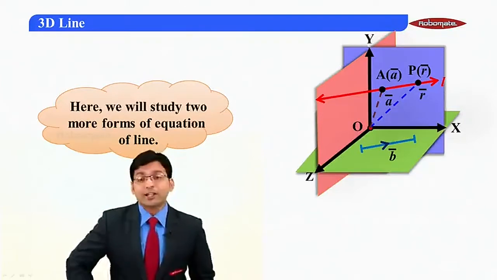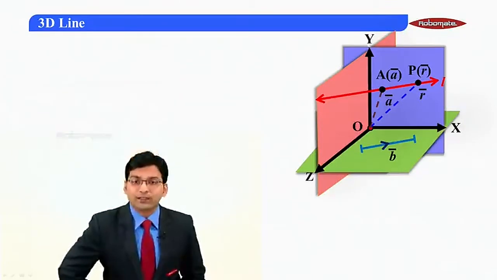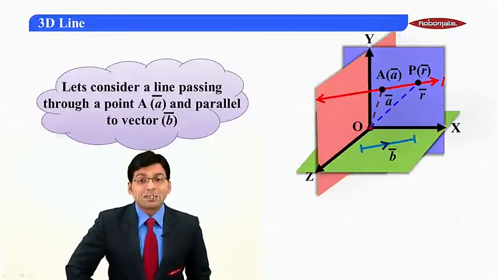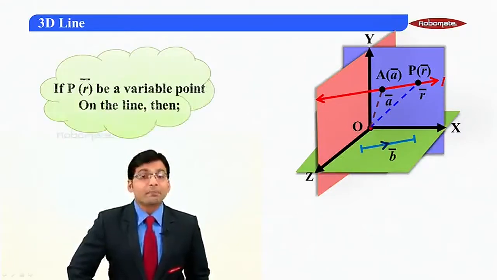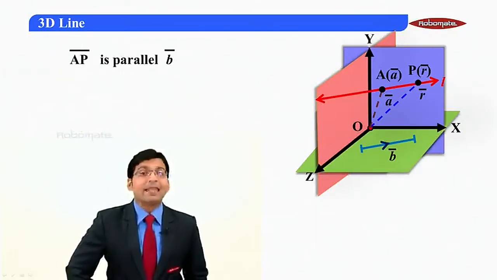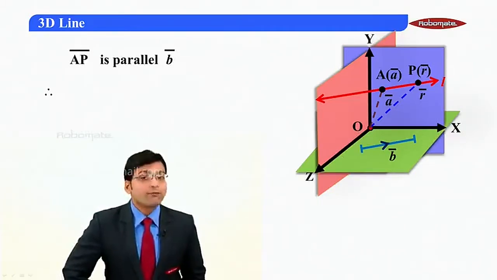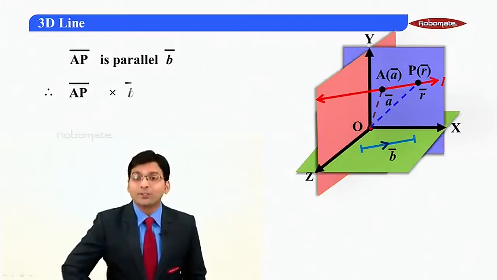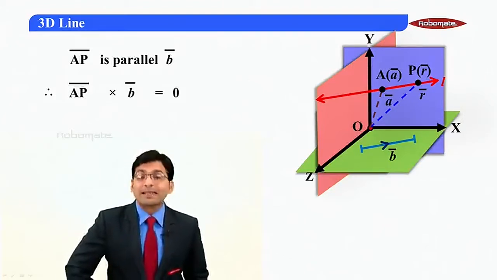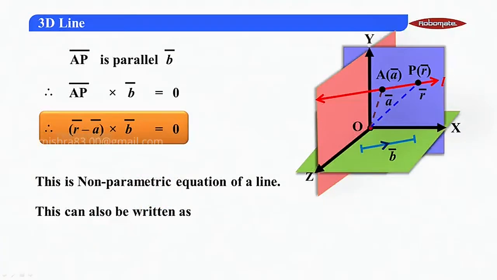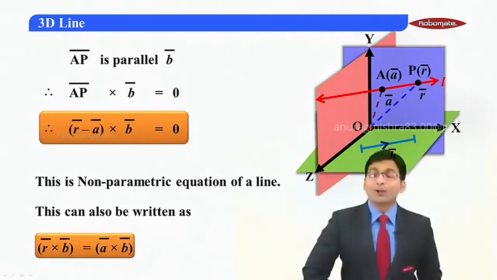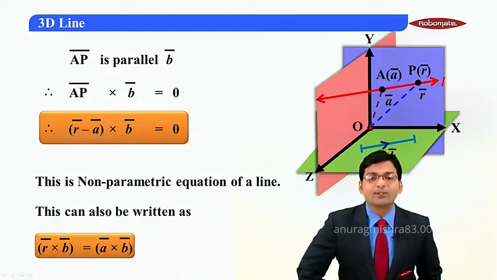The line is the same; let us prepare another form of the equation of the line. Let's consider a line passing through point A and parallel to vector B bar. That is our same scenario. Let P, R bar, be a variable point and AP bar is parallel to B bar. If vectors are parallel, from vector geometry we say AP bar cross B bar is 0. This becomes (R bar minus A bar) cross B bar is 0. That means this equation does not contain a parameter, so it is the non-parametric equation, which can be written as R bar cross B bar is equal to A bar cross B bar.